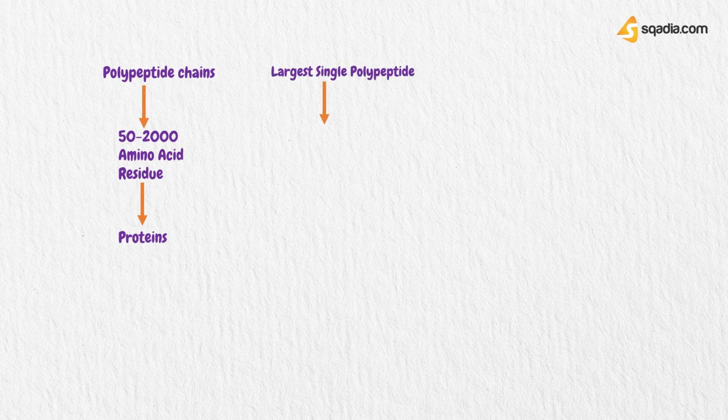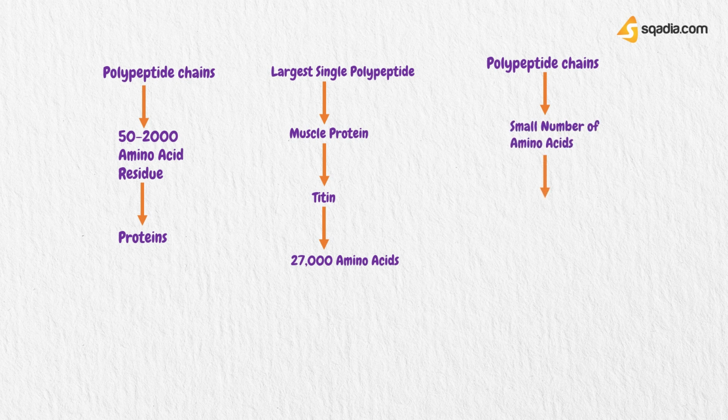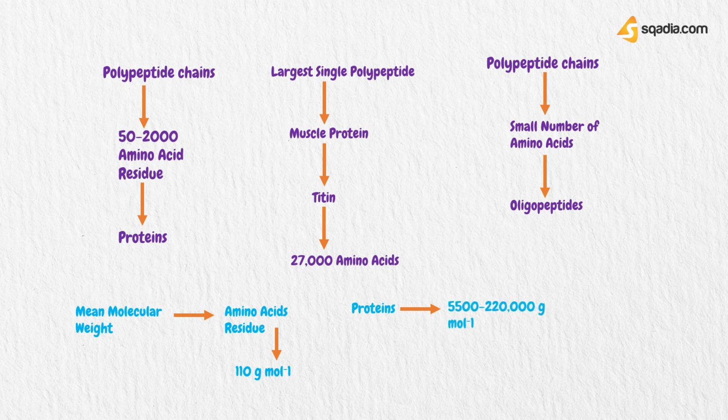Most natural polypeptide chains contain between 50 and 2,000 amino acid residues and are commonly referred to as proteins. The largest single polypeptide known is the muscle protein titin, which consists of more than 20,000 amino acids. Polypeptide chains made of small numbers of amino acids are called oligopeptides or simply peptides. The mean molecular weight of an amino acid residue is about 110 grams per mol, and so the molecular weights of most proteins are between 5,500 and 220,000 grams per mol.